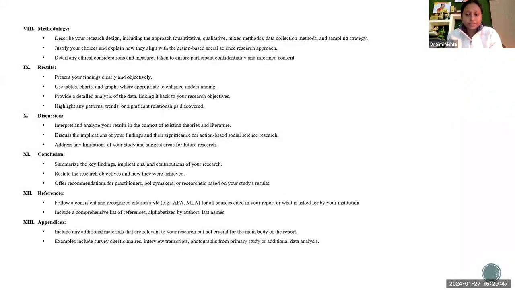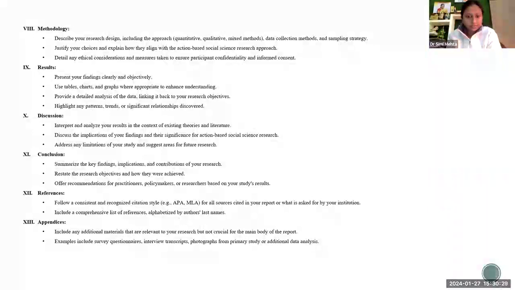This is very important, especially as journals in Western countries ask for such a confidentiality report before any publication actually happens. So that has to be taken care of. In the results, you have to present your findings very clearly and objectively. You may use tables, charts, and graphs wherever appropriate to enhance the reader's understanding. You can provide detailed analysis of the data, linking it back to your research objectives and how you have attained them. You need to highlight any patterns, trends, or significant relationships discovered through your research.